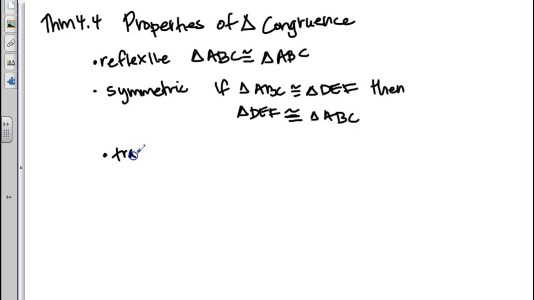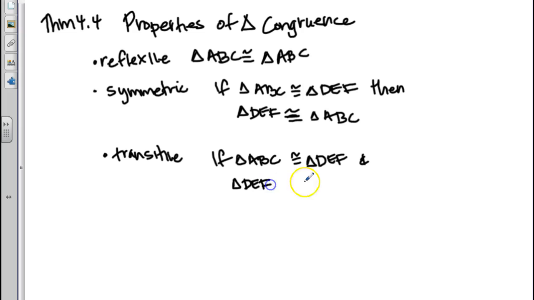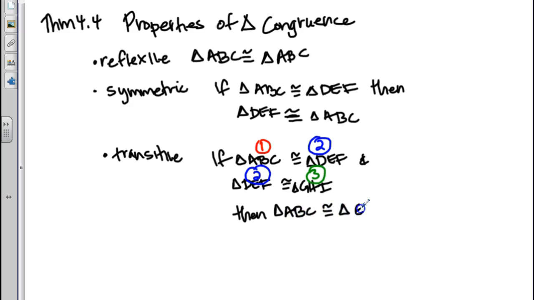And then transitive, we know what that is, don't we? This is going to involve 3 triangles. Transitive property, if triangle ABC is congruent to triangle DEF and triangle DEF is congruent to triangle GHI, so 1 to 2, 2 to 3, then that takes us 1 to 3. Then triangle ABC is congruent to triangle GHI.